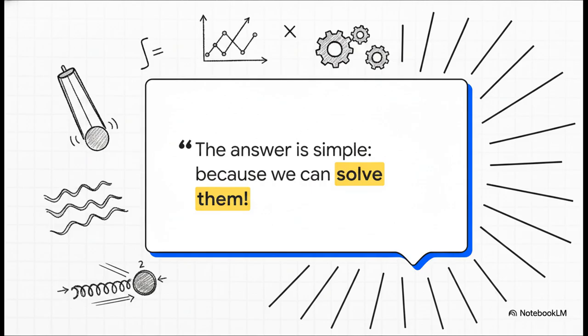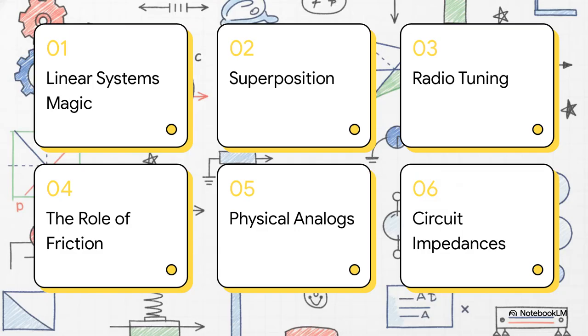When displacements are small, say a pendulum just gently swinging, or a spring being pulled just a tiny bit, nature actually closely approximates a perfectly linear system. And if we can understand these linear rules, we basically unlock the ability to understand a massive chunk of the universe. Okay, here's our quick roadmap for today. First, the magic of linear systems, followed by superposition and radio tuning. Then we'll cover the role of friction, physical analogs, and finally, circuit impedances.